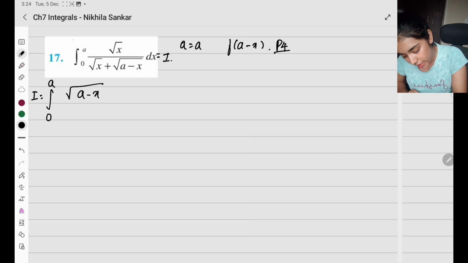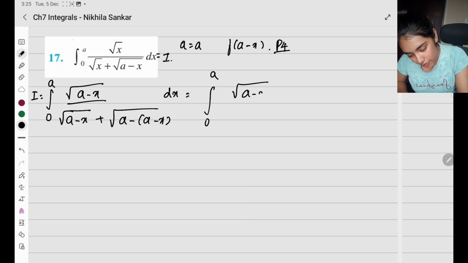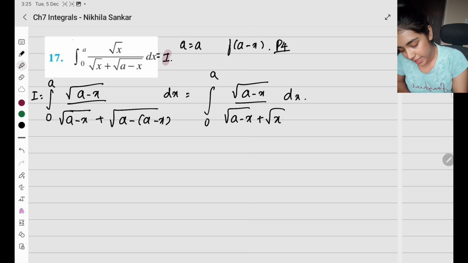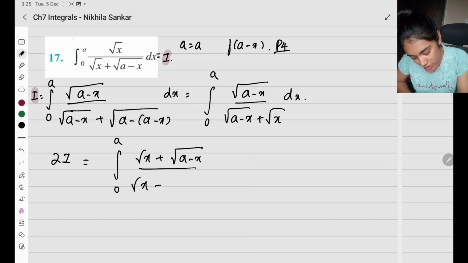So square root of a minus x divided by square root of a minus x plus square root of a minus a plus x, which is 0, square root of x, times dx. So when I add the two, I plus I is going to be 2i equals integral 0 to a of root x plus root of a minus x divided by root x plus root of a minus x times dx.